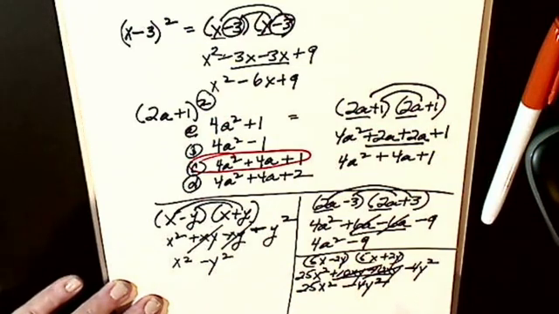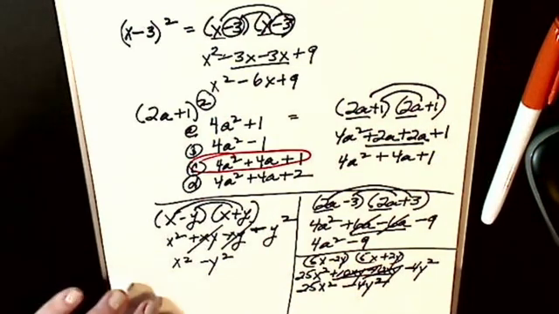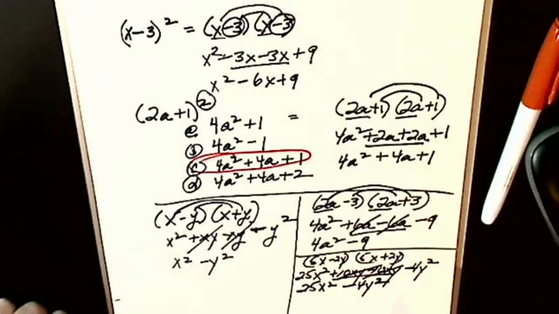So we have to be aware that sometimes our outers and inners go to 0.